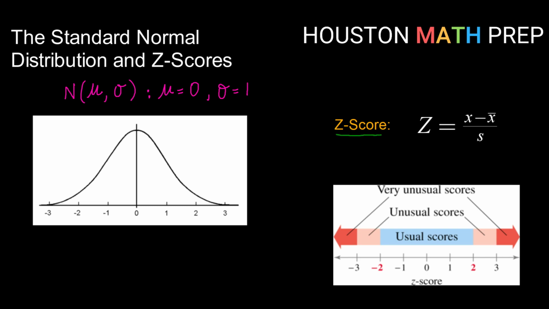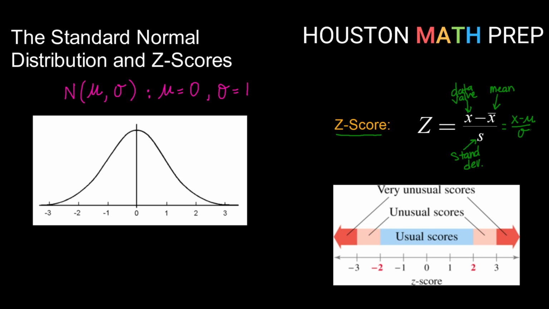And a z-score is calculated as follows. Z equals x, which is your actual data value, minus x bar, which is your mean, divided by s, which is your standard deviation. Now this formula is, of course, if you're working with sample data, which we often are, but it could also be written as x minus mu over sigma if you happen to be working with population data. It's exactly the same thing.